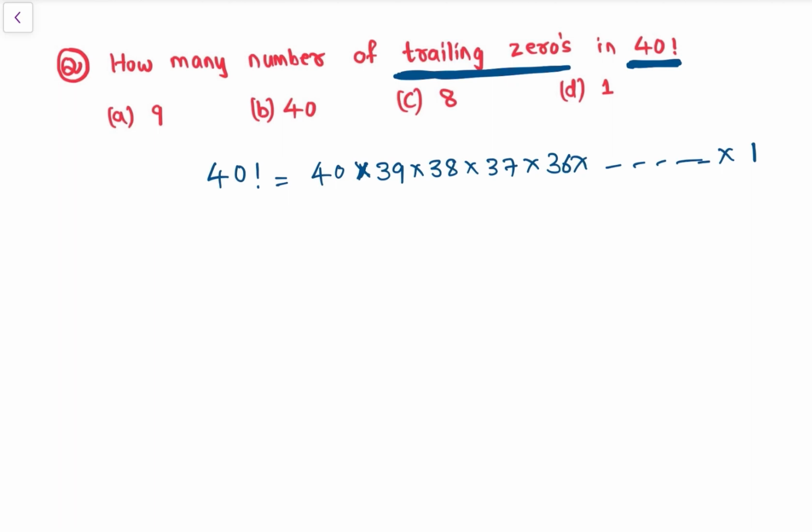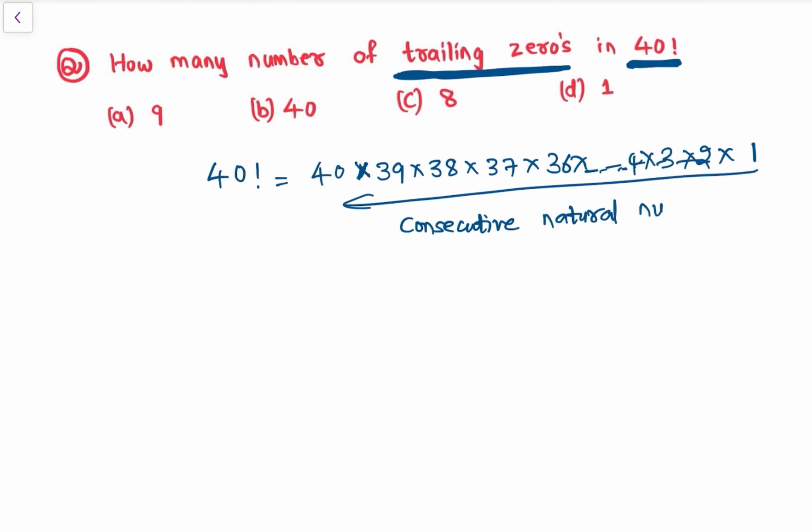So it is nothing but 1 into 2 into 3 into 4 and so on up to 40. So this is nothing but a consecutive natural number series. In the last class we have seen how to count the trailing zeros of a consecutive natural number series. We need to count the number of 2 into 5s possible. For a consecutive series, how to do that? We need to count the number of 5s.